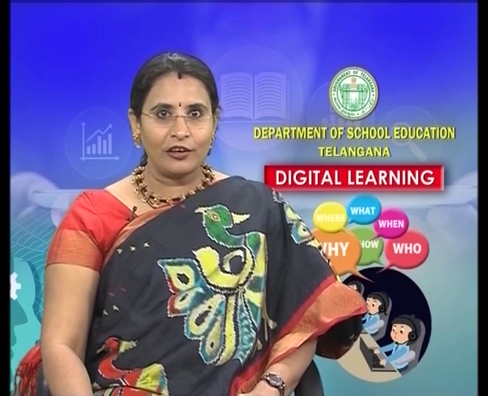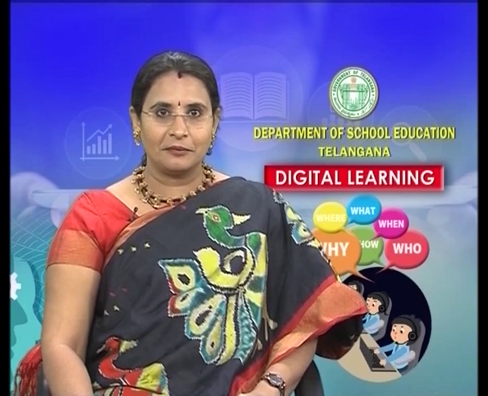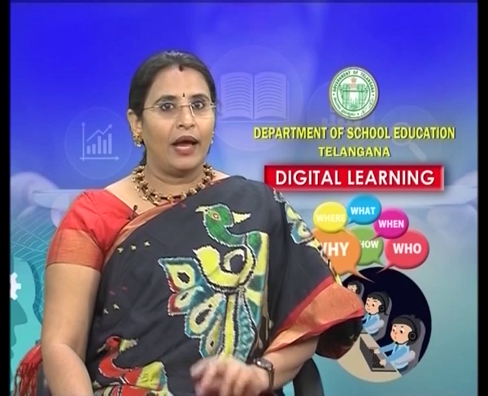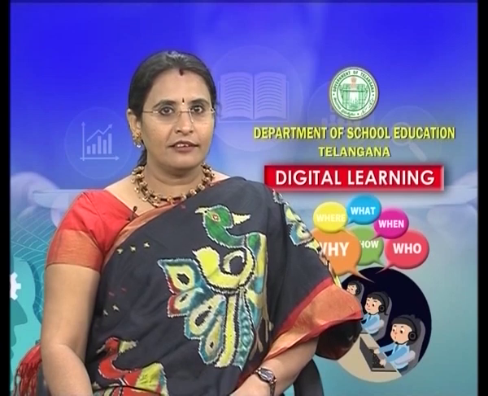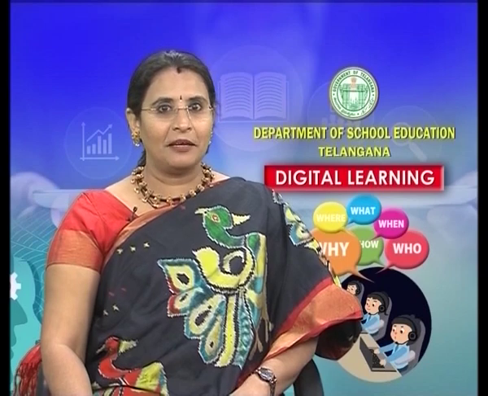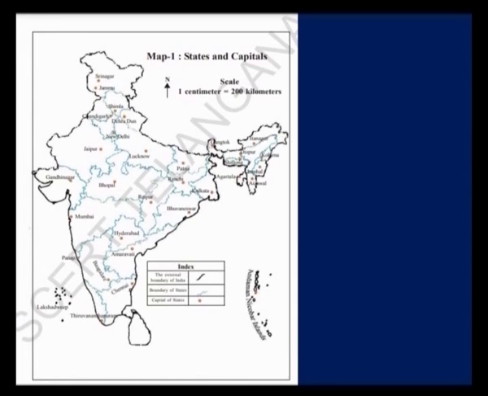Did you all find it, children? Did you all know it? You will be finding so many maps in an Atlas. Now, let us do an activity using the Atlas. If you don't have an Atlas, you can refer to your textbook as well. So, it's activity time. I want all of you to open your page number 3 in the textbook. Do you find the same kind of a map, children?